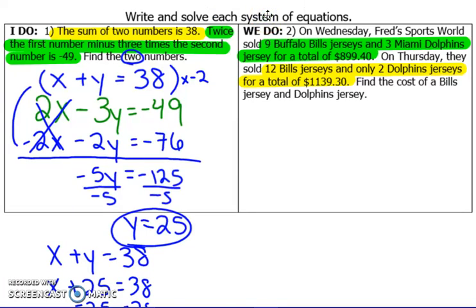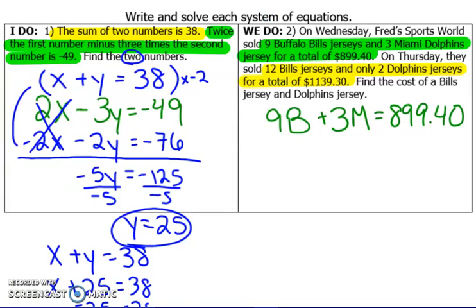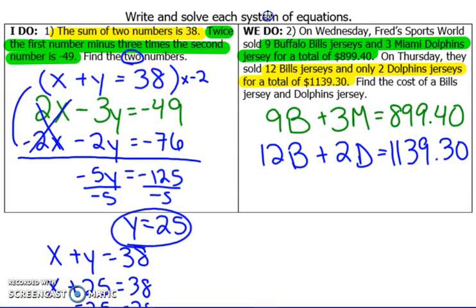My first equation for Wednesdays, we sold 9 Buffalo Bills jerseys, and I'm going to use a B for Buffalo Bills so that I know that that's what I'm solving for, plus 3 Miami Dolphins jerseys for a total of $899.40. On Thursday, they sold 12 Bills jerseys and only 2 Dolphins jerseys for a total of $1,139.30. Well, now I have both my equations, so we can solve them.